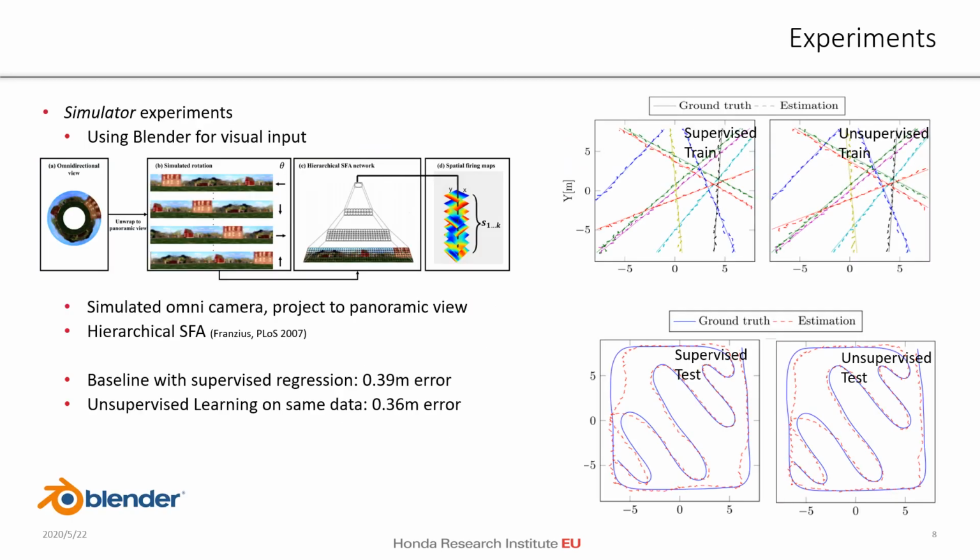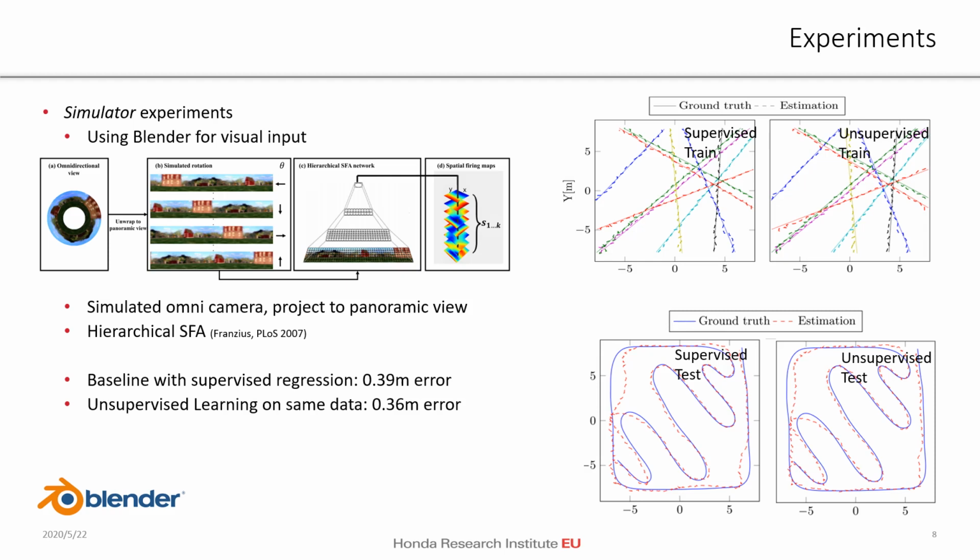We start with a simulator experiment in perfectly controlled conditions using Blender for visual input. We simulate an omnidirectional camera and use a rather arbitrary projection to panoramic views. Instead of using a single SFA step, we use hierarchical SFA because these inputs are high-dimensional. The architecture is not unlike a CNN, but since it's an unsupervised approach, we do not need labeled data and there is no backpropagation, and it's much faster.